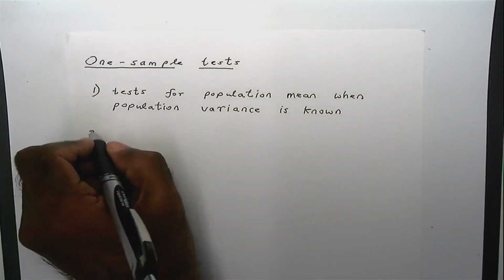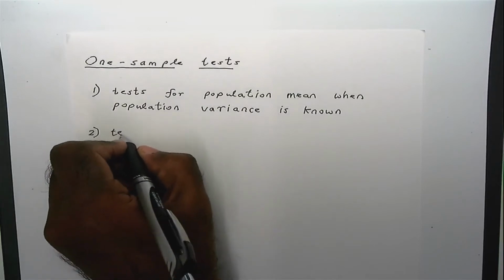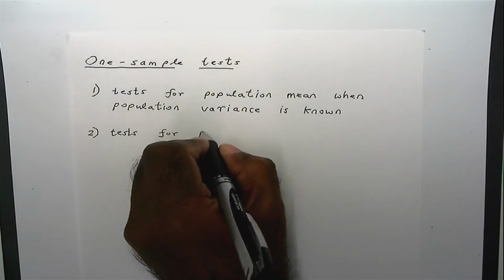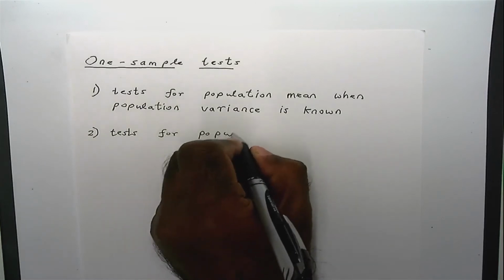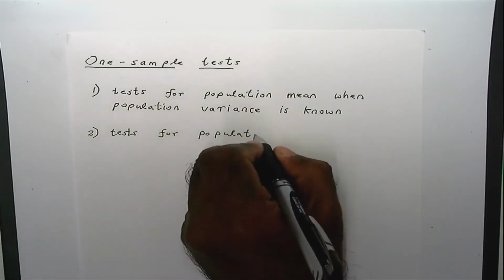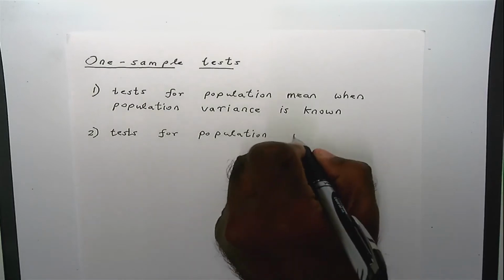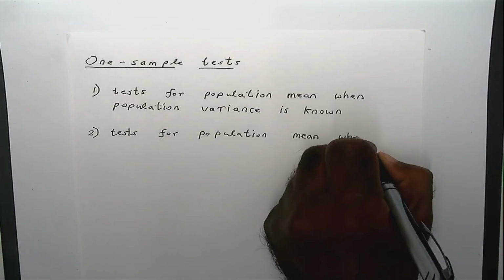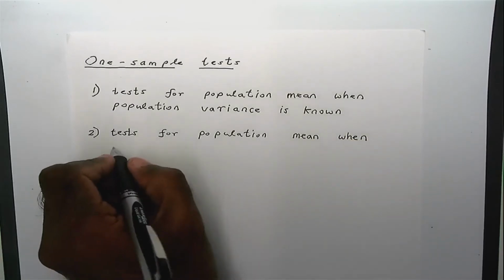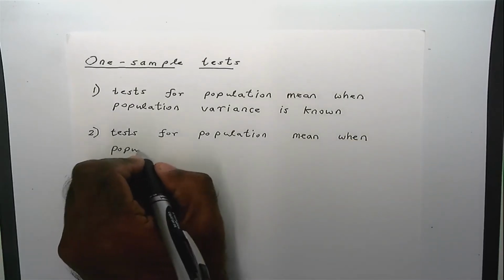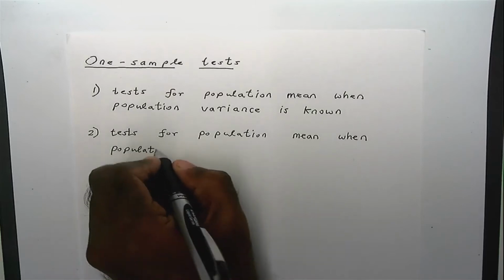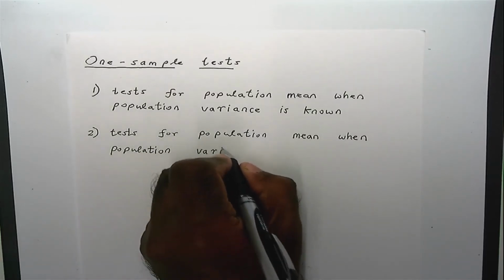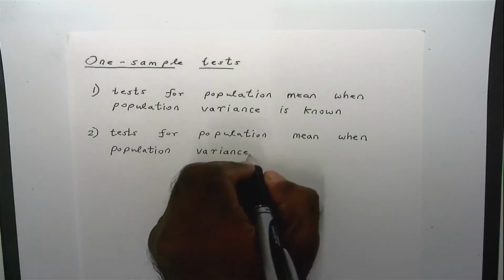Number 2 tests for population mean when population variance is unknown.